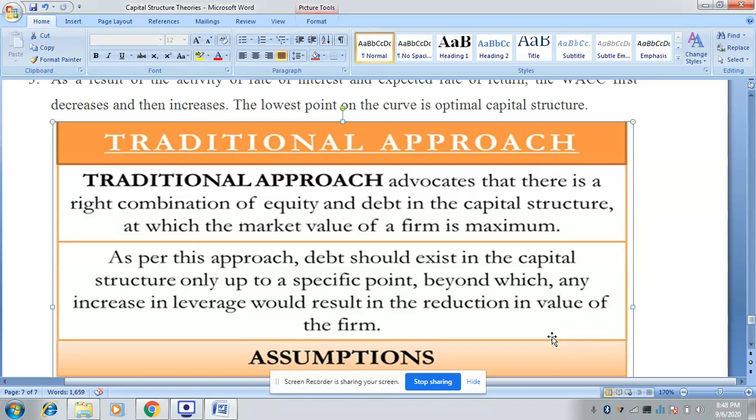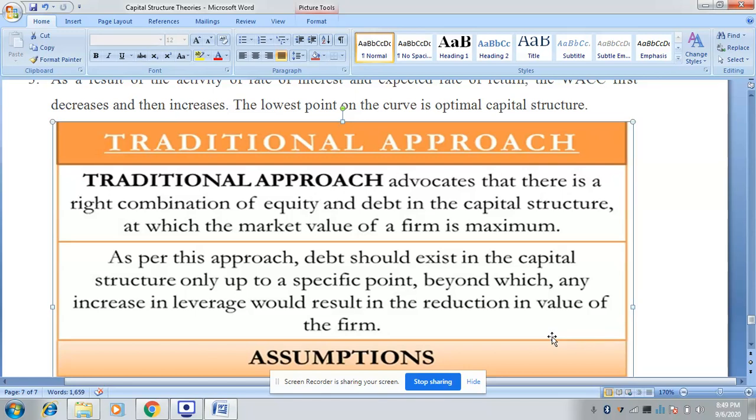Hope you remember the meaning of overall cost of capital because I explained it in the first video. As per this approach, debt should exist in the capital structure only up to a specific point, beyond which any increase in debt or any increase in leverage would result in a reduction of the value of the firm. That's what I said. There are 3 points. Point number one, cost of capital is less than cost of equity. Point number two, optimum capital mix. Beyond point number two, there is something called point number three. That is what they're talking about here.